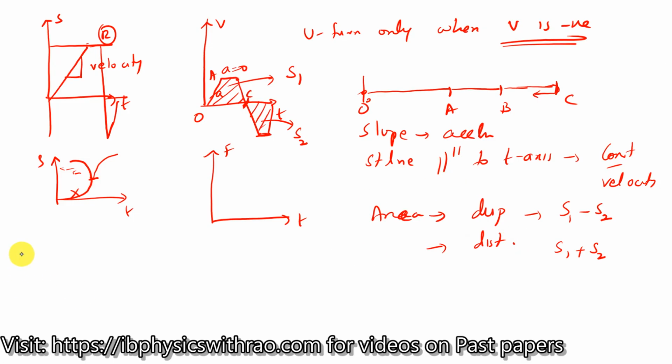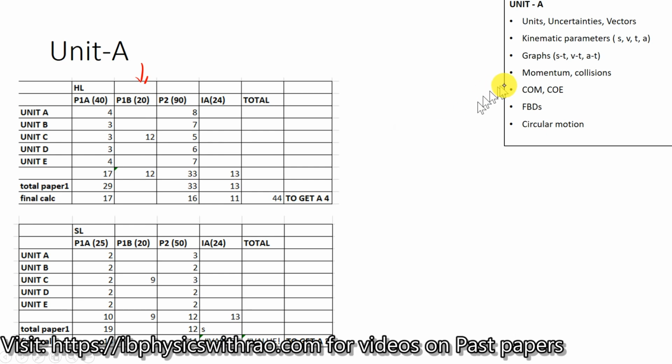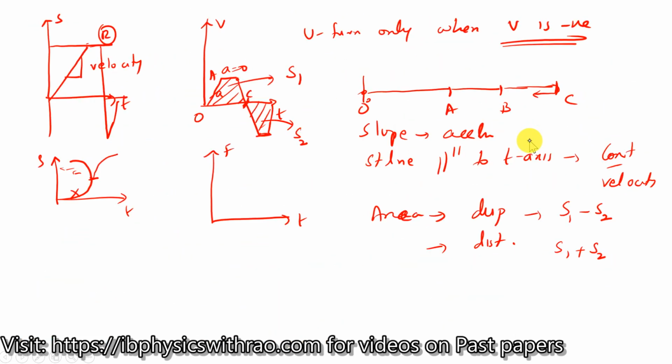Then comes your free body diagrams, momentum and collisions. Before that, let us do the FT graph. In the FT graph, what do you have? You might get an equation or a curve like this over here, or a curve like this.